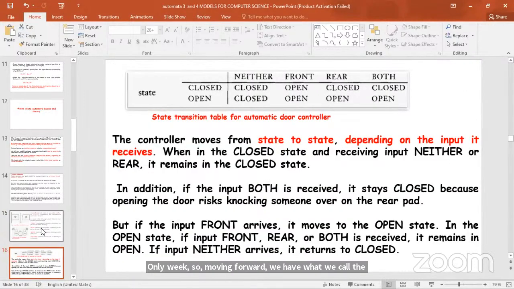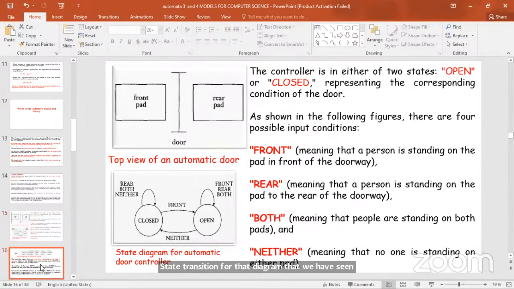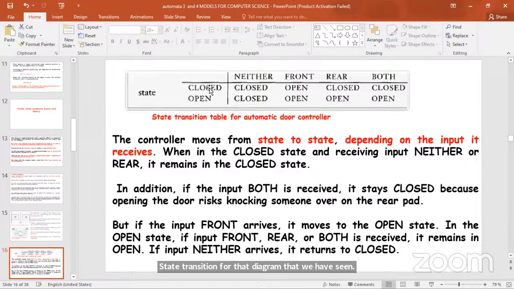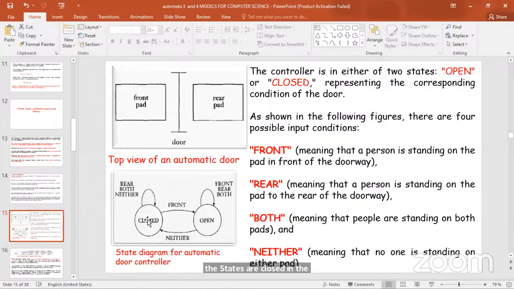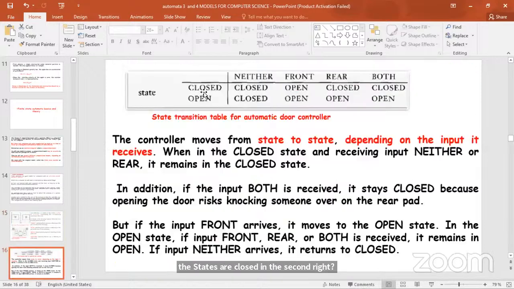For that diagram that we have seen here, you have the states. We have two states. The states are those in the circle, right? This closed and this open. So we have the state to be closed and open. Then we have the input combination, the likely input: neither, front, rear, and both. So these are the possible transitions that can happen during the transition process.